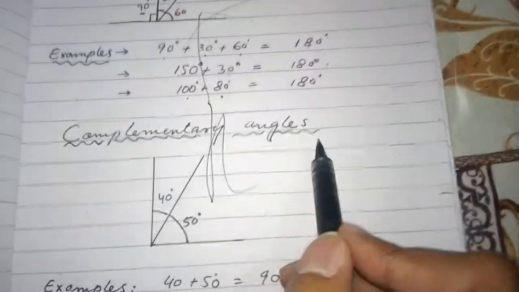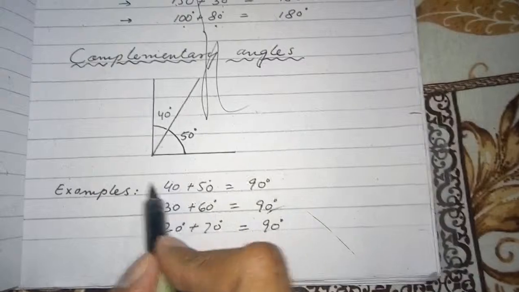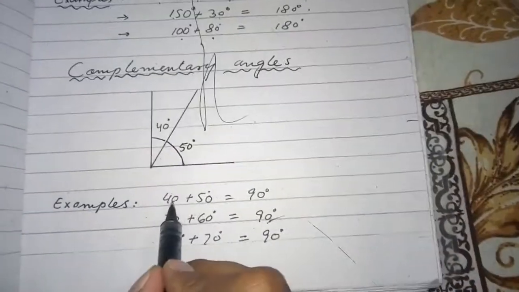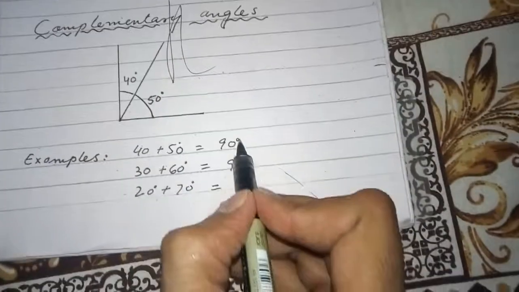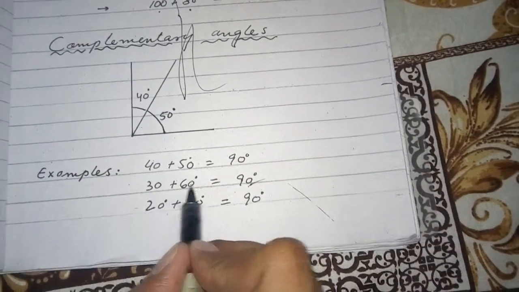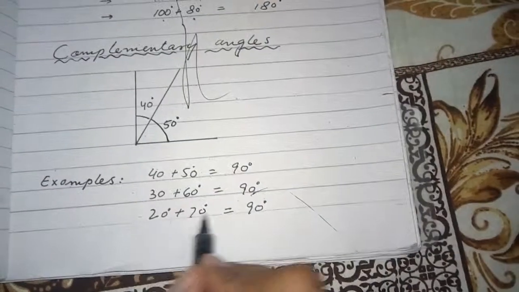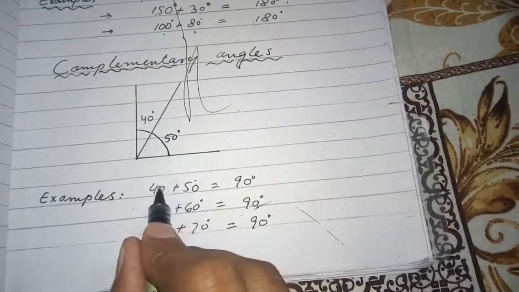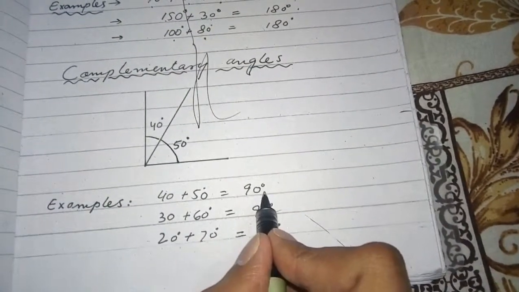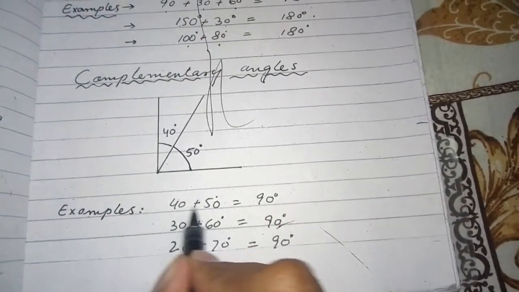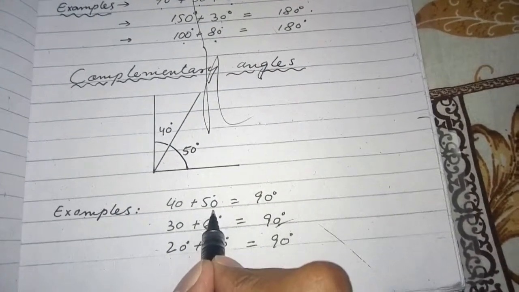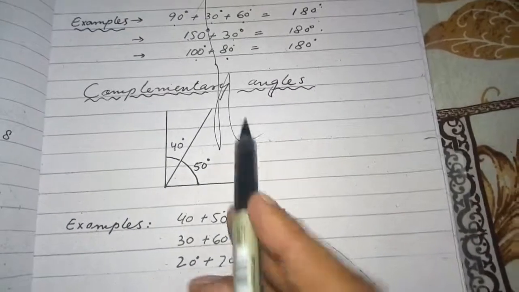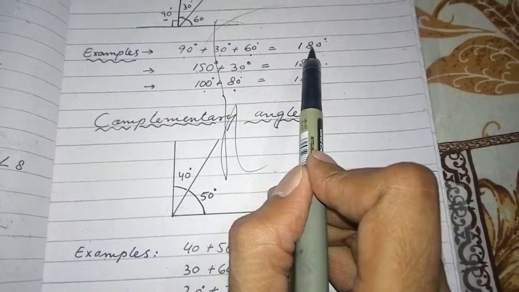Complementary angles. Complementary angles are those angles whose sum is equal to 90 degree. 40 plus 50, 90. 30 plus 60, 90. 20 plus 70, 90. So the sum of all those angles is equal to 90. These angles are known as complementary angles. The complementary angles have the sum of 90 degree and supplementary angles have the sum of 180 degree.